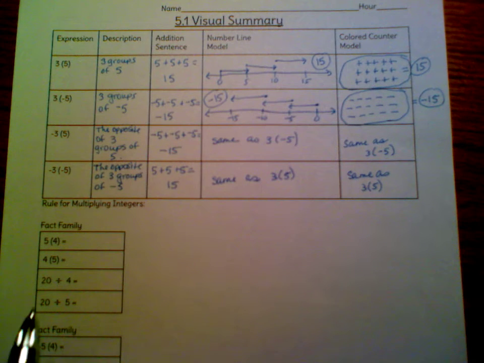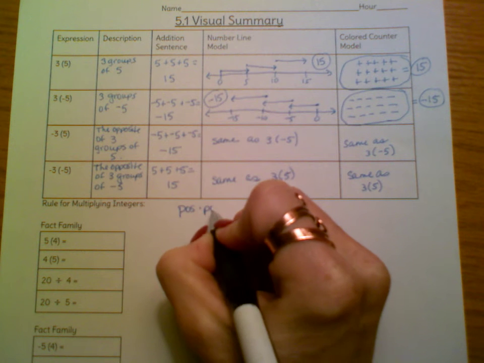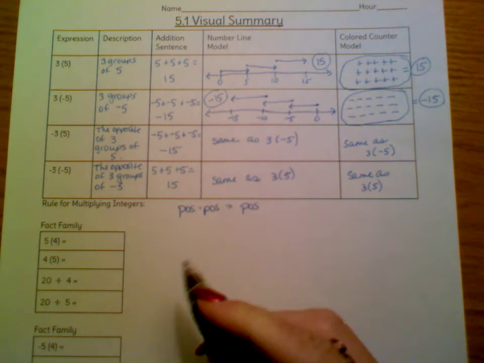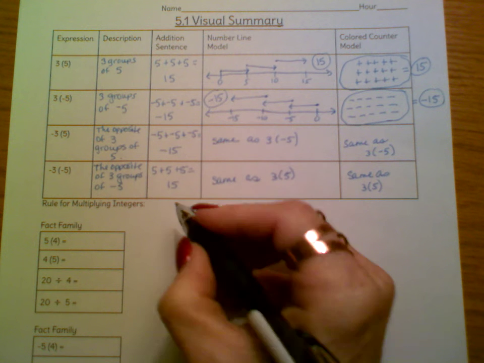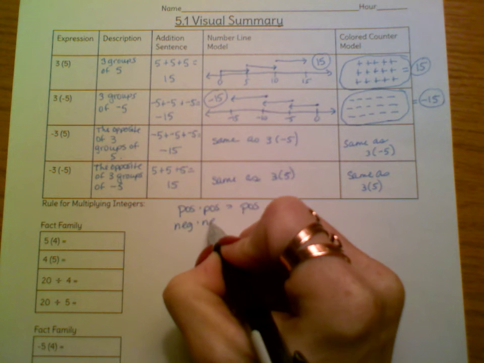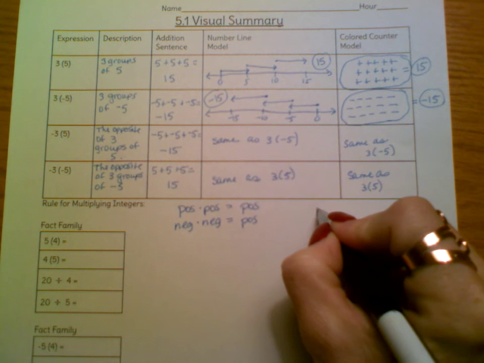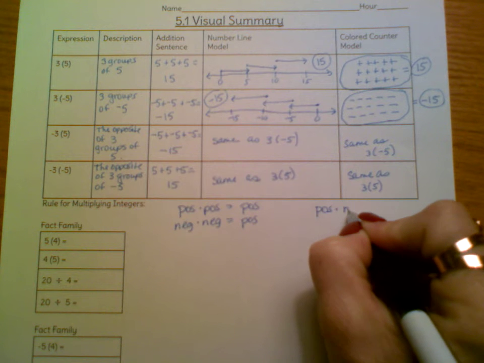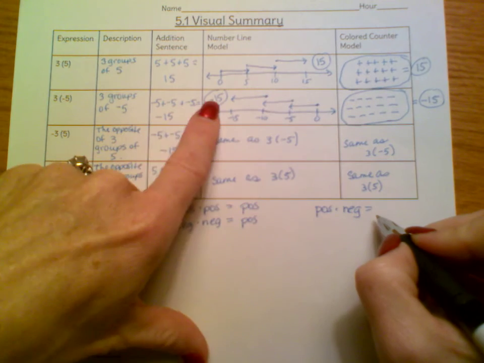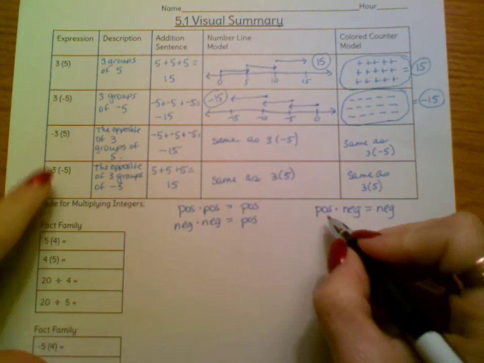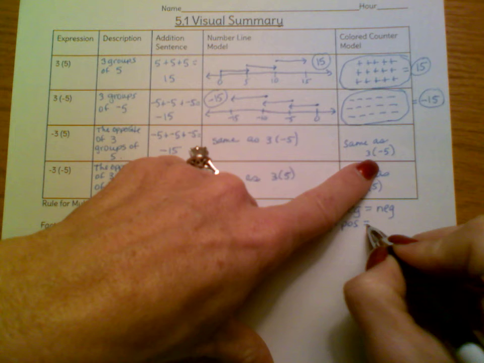So in every case here, my rules for multiplying. We know that when we have a positive times a positive, I get a positive. But now what I see is a negative times a negative was the exact same as that. So a negative times a negative also gives me a positive. I see that a positive times a negative, so that's like this example, gave me a negative answer. And I saw that a negative times a positive also gave me a negative.